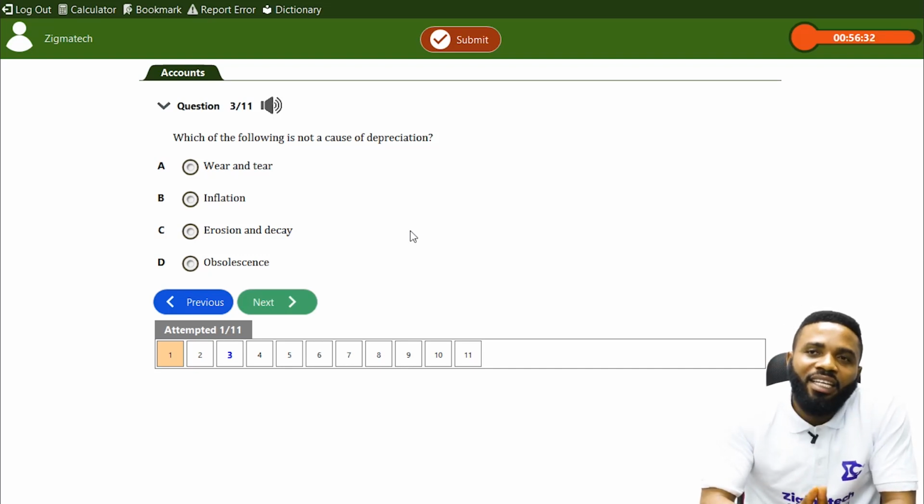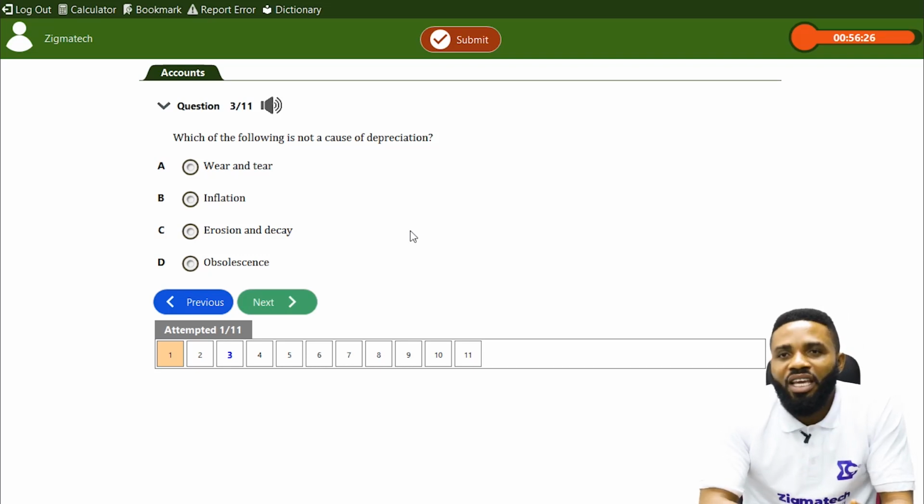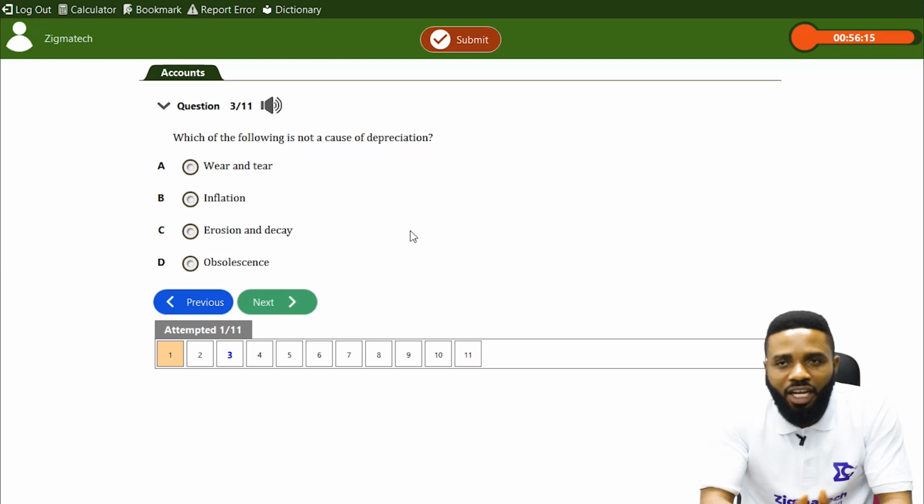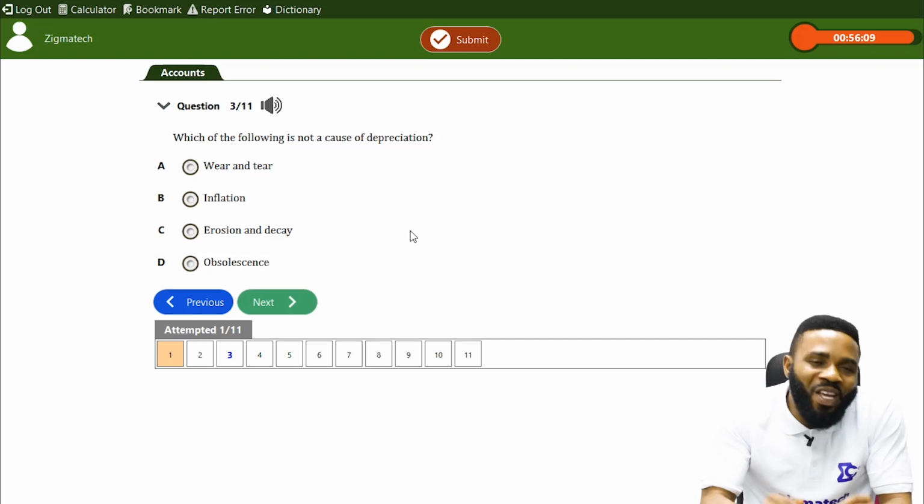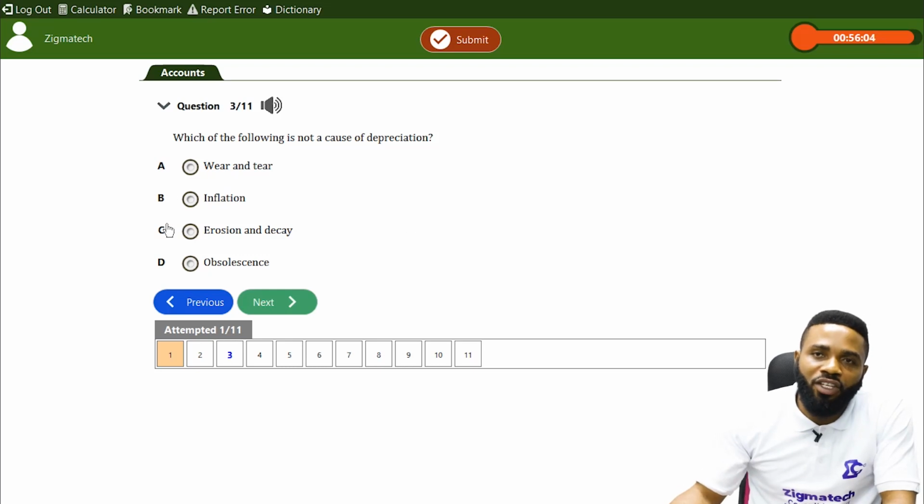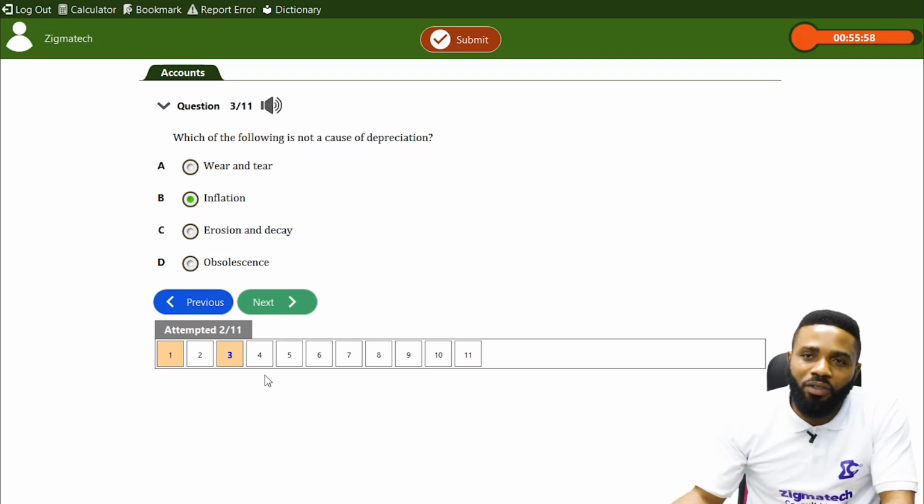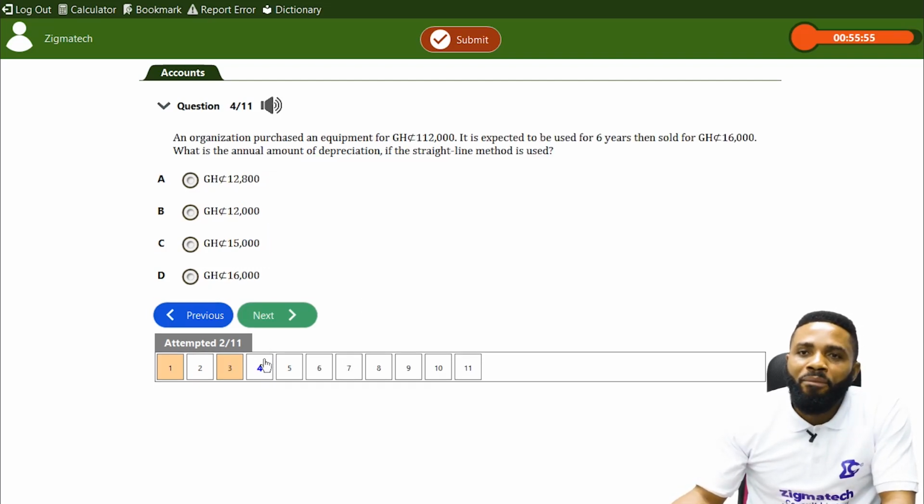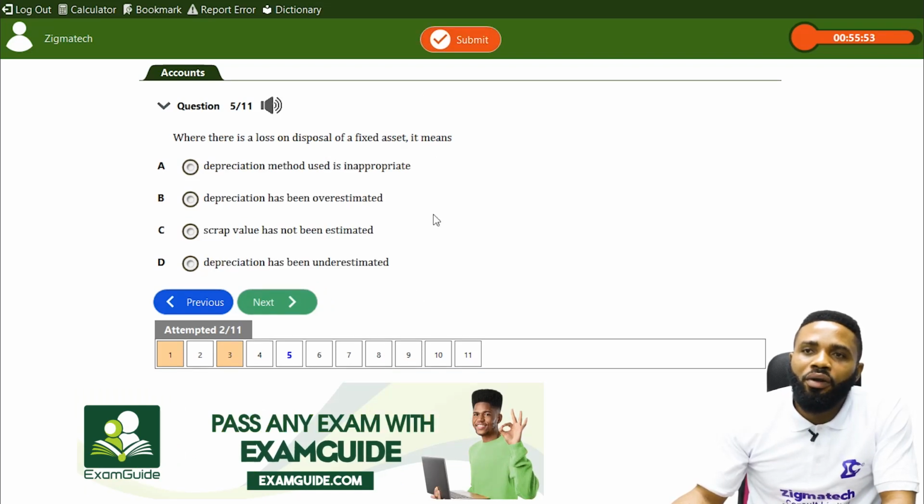We said that depreciation can be caused by wear and tear, which we call physical factors. It can also be caused by erosion and decay, which is also part of physical factors. And it can also be caused by obsolescence, which is caused by changes in technology. When there is a change in technology, an existing asset becomes obsolete or too old to fit into the current trend in technology. So the answer here is B, inflation. Which of the following is not a cause? Inflation cannot cause an asset to depreciate.